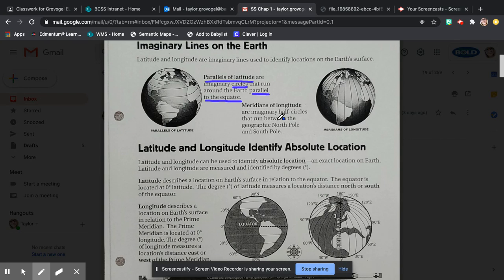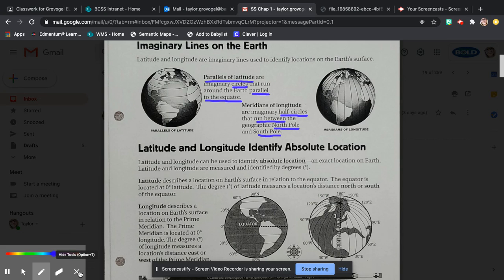Now, for the meridians of longitude, these are half circles. Why these are half circles is because they start at the bottom and then they stop at the top, while our parallel lines of latitude go all the way around the Earth continuously. These stop. So they're half circles that run between the North Pole and the South Pole. So go ahead and highlight that.